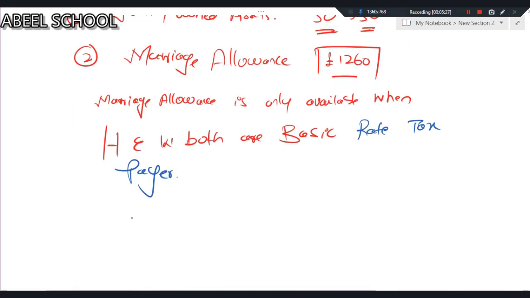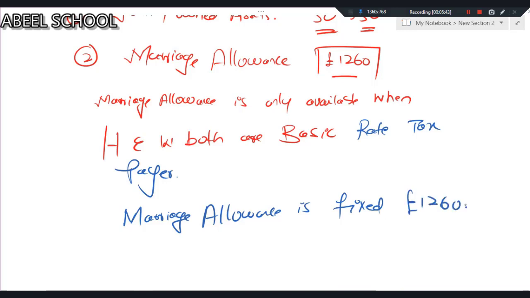And marriage allowance is fixed 1260. Actually, if one spouse has income so less that that particular spouse cannot utilize his or her entire personal allowance, then it transfers 1260 of his or her personal allowance to the other partner who can use their own personal allowance as well as this 1260. But the marriage allowance is fixed 1260.